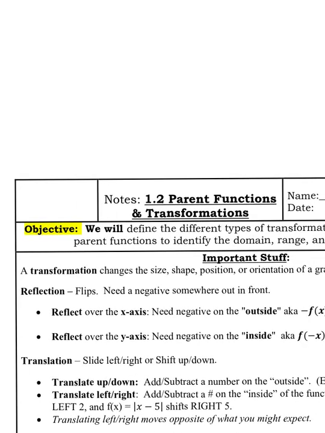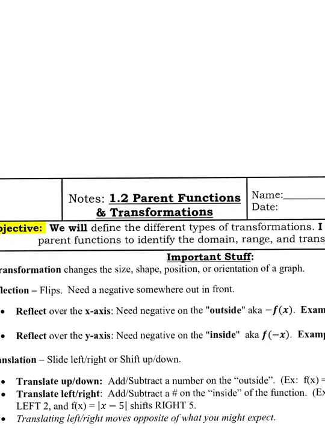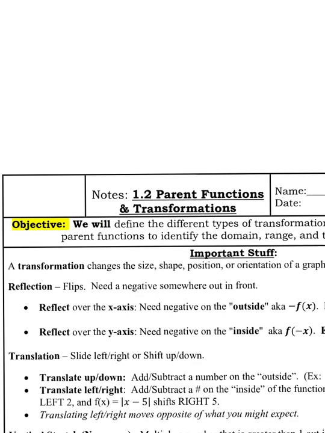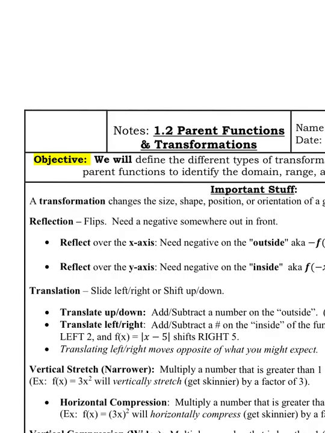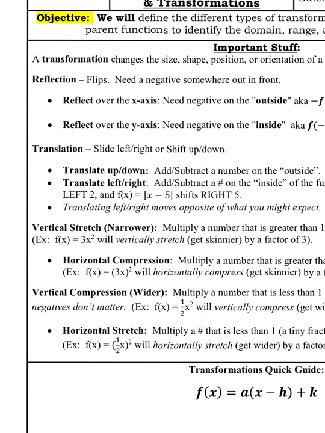So to recap what a transformation is, it's changing the size, shape, position, or orientation of a graph. So if you took geometry before taking Algebra 2, you did transformations, you did rotation, reflection, translating, and dilating, and then you did combinations of those. It's a little similar in Algebra 2. You have reflections, translations, and then instead of dilations, you have vertical stretches, vertical compressions, and then horizontal stretches or compressions. We don't really cover rotating in Algebra 2.